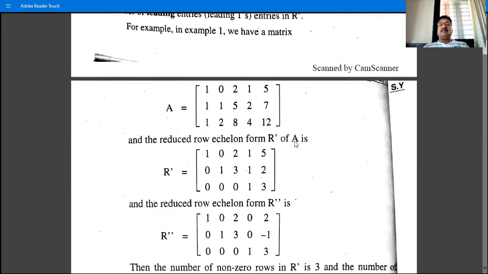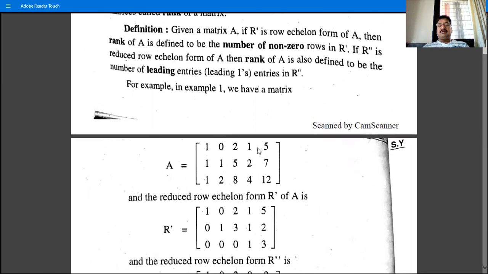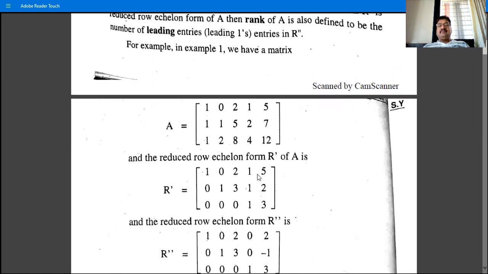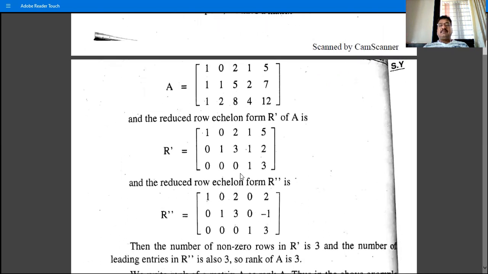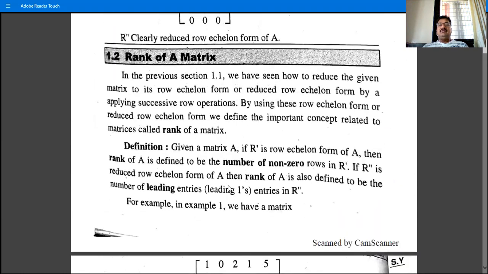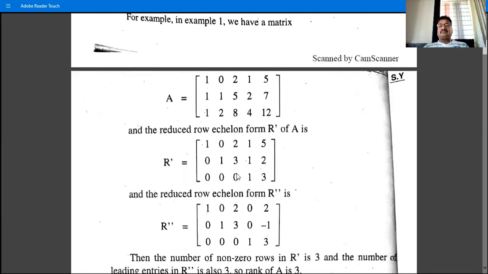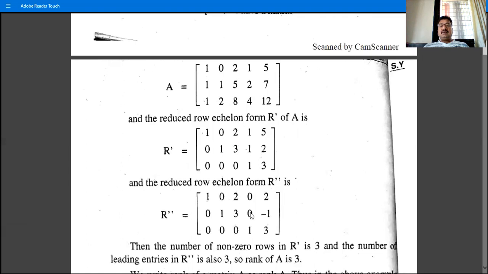For example, suppose this is the matrix. We have to reduce this matrix to reduced row echelon form. This is the reduced row echelon form of the matrix. So this is the echelon form of the matrix. This is the reduced row echelon form, R double dash. This is the row echelon form. So we have to reduce this matrix to either row echelon form or reduced row echelon form. So cancel this word, reduced row echelon form. This is row echelon form, this R dash.